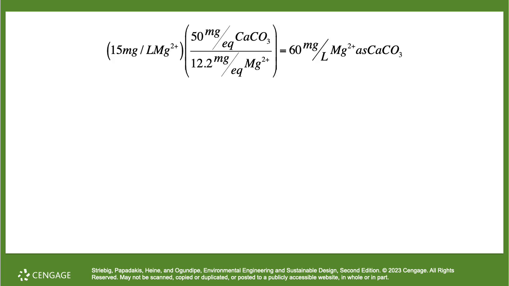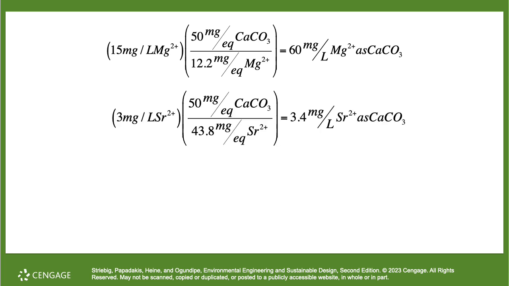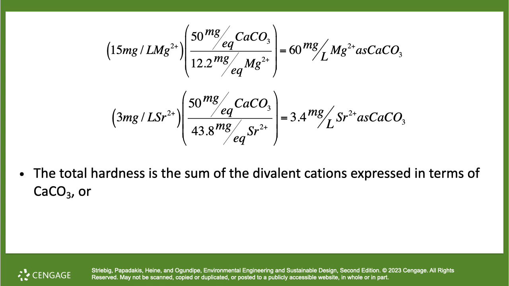We'll do similar calculations for magnesium, starting off with 15 milligrams per liter. Again, multiplying by the ratio of the molecular weight or equivalency of the calcium carbonate to that of the magnesium. This is a shorthand notation from what we did before, and will give us 60 milligrams per liter. We'll do a similar calculation for the other multivalent ion, the strontium in water, which was 3 milligrams per liter, and would form 3.4 milligrams per liter of calcium carbonate.